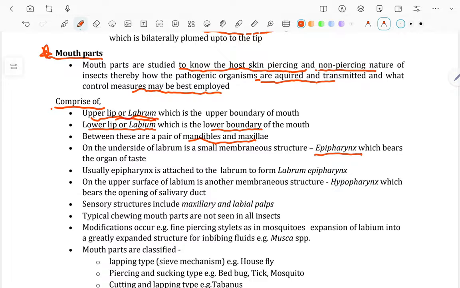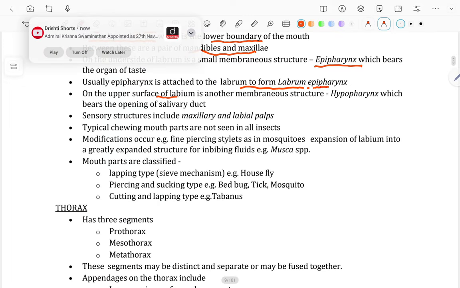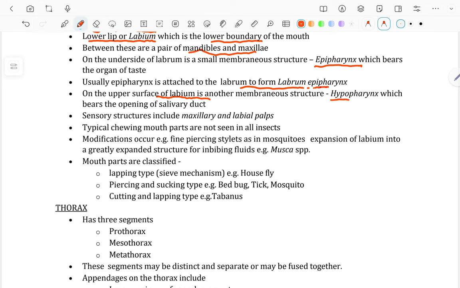Usually epipharynx is attached to the labrum. On the upper surface of the labium is another membranous structure, hypopharynx, which bears the opening of the salivary duct. Sensory structures include maxillary and labial palps.